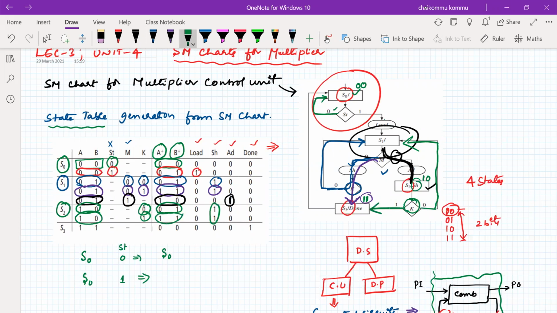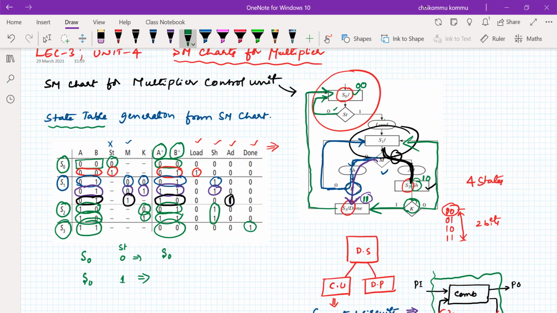Then this is the value. And if you're in the S3 state, okay, if you are in 1 1, it is the 1 1 state, and without checking anything, it has to go to the S0 state. So you have to go to the S0 state. There you can find that if you are in this particular S3 state, the done signal must be 1.